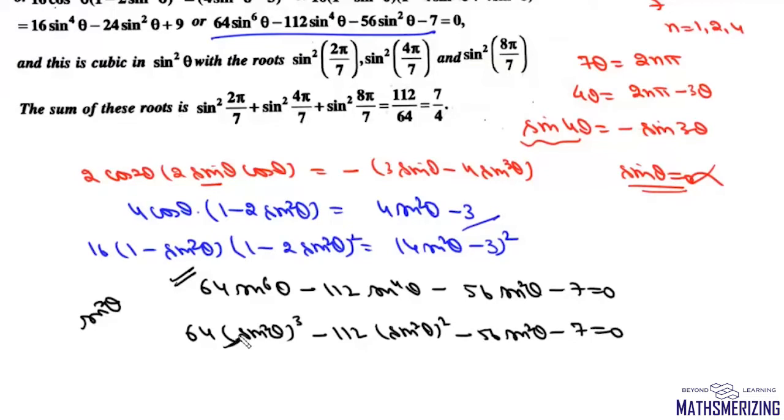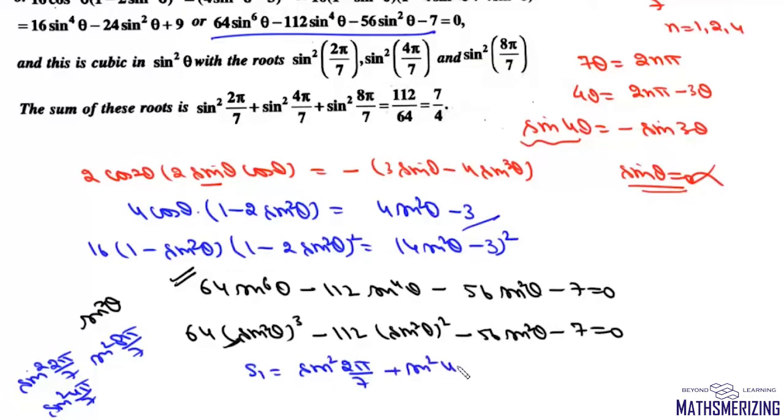Now it is a cubic equation whose three roots are sine square 2 pi by 7, sine square 4 pi by 7 and sine square 8 pi by 7. Now we'll find the sum of roots, which is S1. So we'll get sine square 2 pi by 7 plus sine square 4 pi by 7 plus sine square 8 pi by 7, and it is equal to minus b upon a.